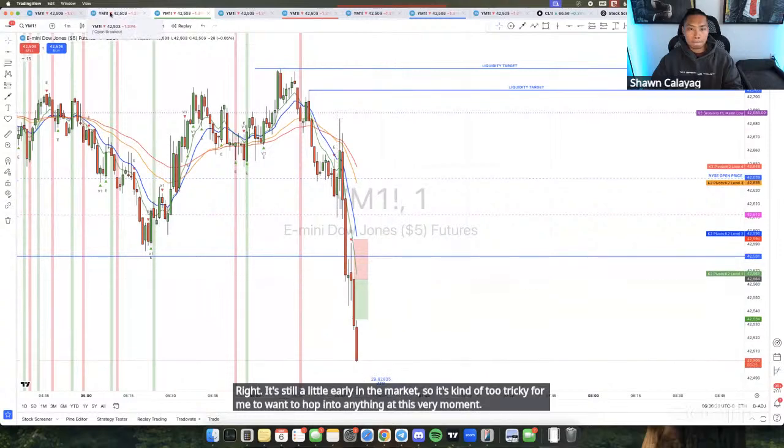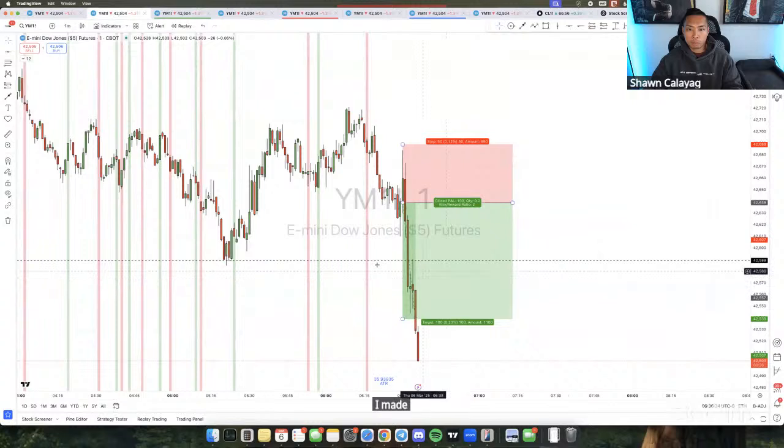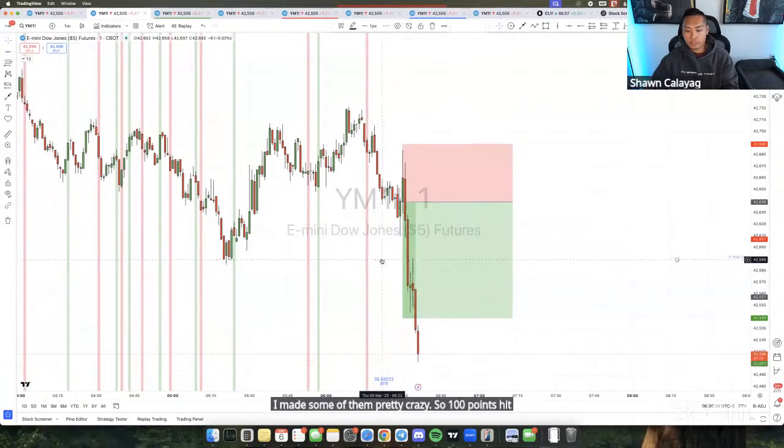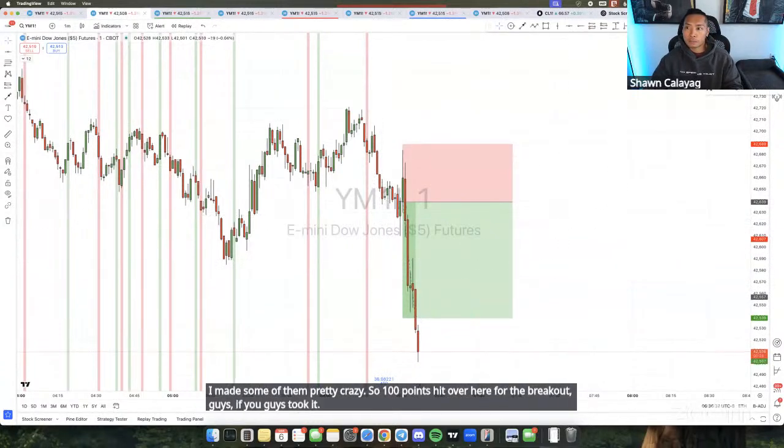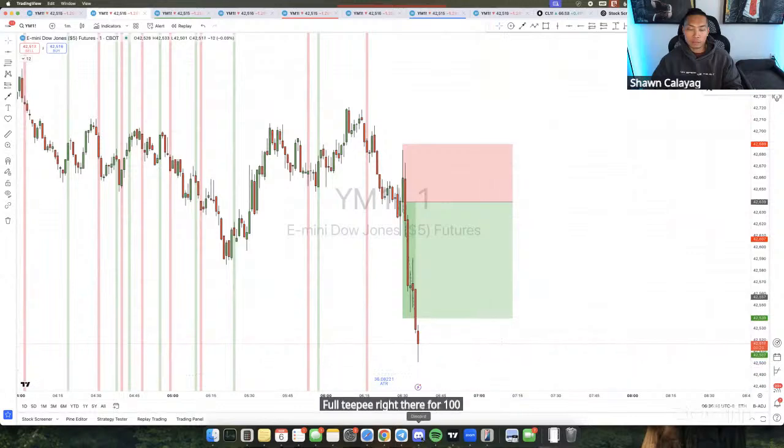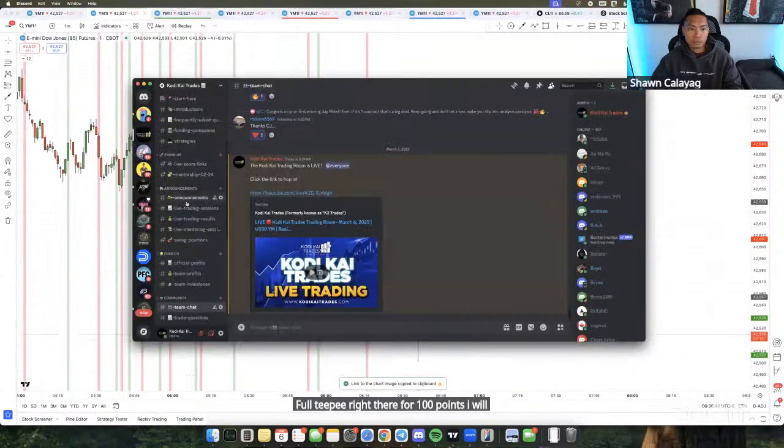I mean, it's moving pretty crazy. So 100 points hit over here for the breakout, guys. If you guys took it, full TP right there for 100 points. I will post this over here in the chat.